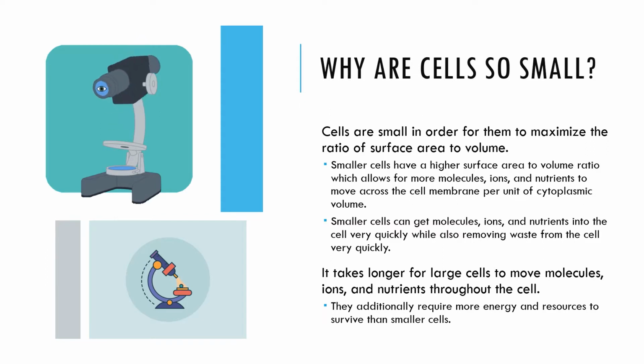It takes longer for large cells to move molecules, ions, and nutrients throughout the cell, and they additionally require more energy and resources to survive. So smaller cells have an advantage over larger cells because they can get molecules, ions, and nutrients in and out very, very quickly, and they don't need as many nutrients, ions, molecules, or as much energy to survive.